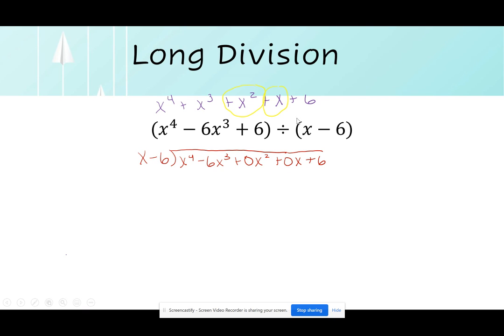So now to divide this one through, x to the 4th divided by x gives you x cubed. We're going to multiply x cubed times our x minus 6, so we have x to the 4th minus 6x cubed. And when we're subtracting, we have x to the 4th minus x to the 4th goes away. Negative 6x cubed plus 6x cubed also goes away, so we have 0 here. So we're going to bring down our other stuff. So we have 0x squared plus 0x plus 6.